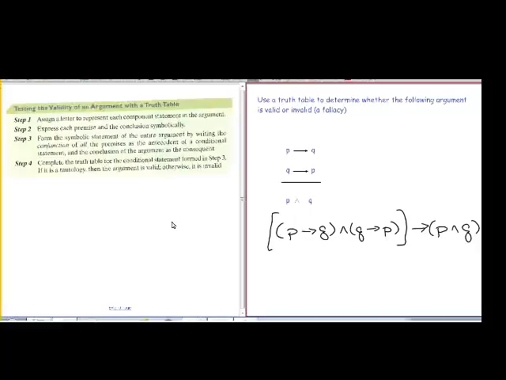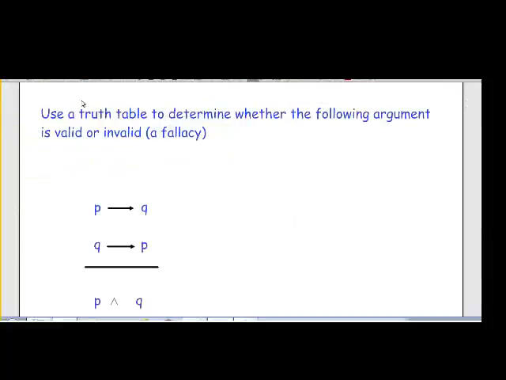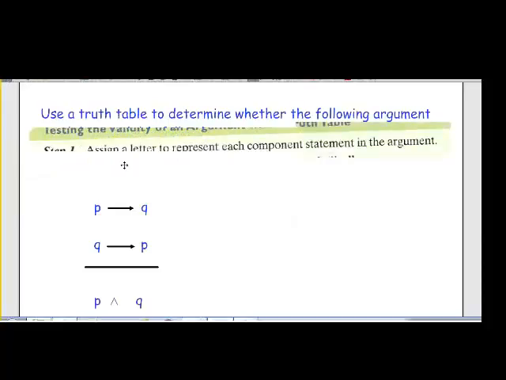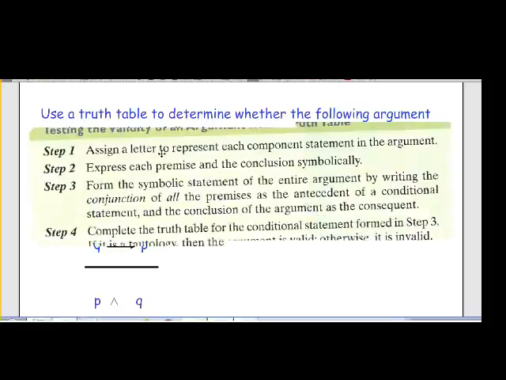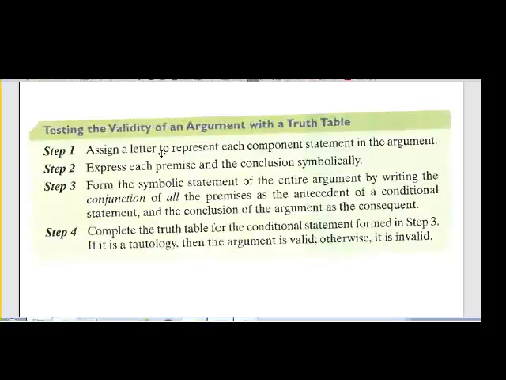So on whatever day it was, Monday, we were talking about using truth tables to determine whether an argument was valid or invalid. And the procedure we used was that you take your original argument and you represent the statements by letters, and then you write the statements symbolically, as we've done many times.